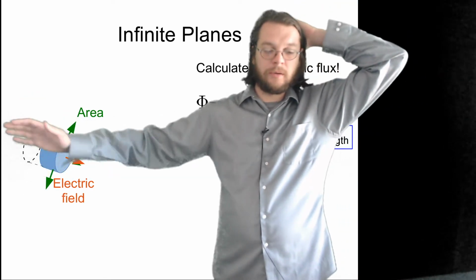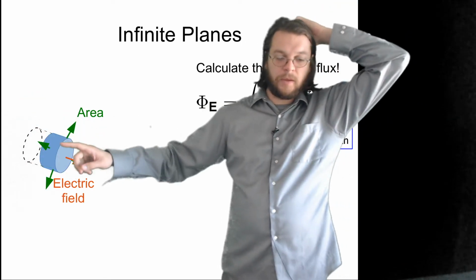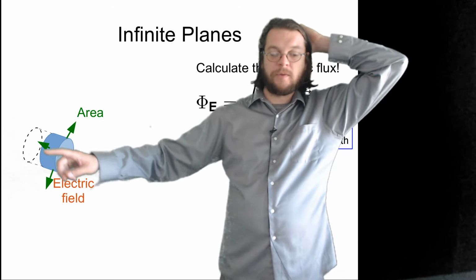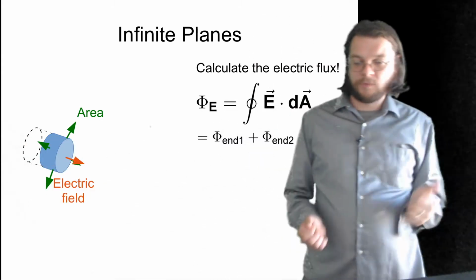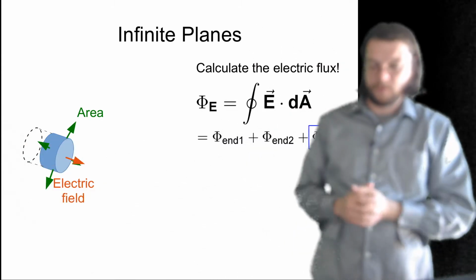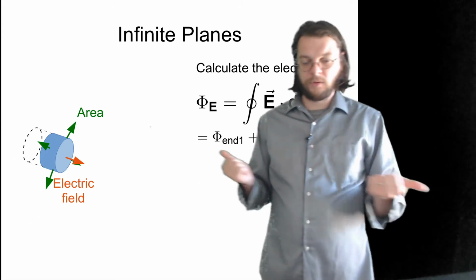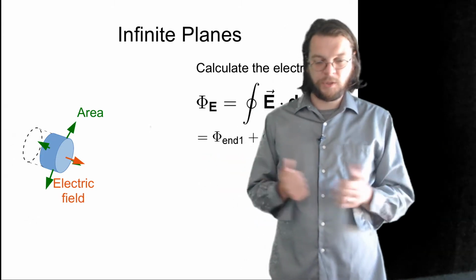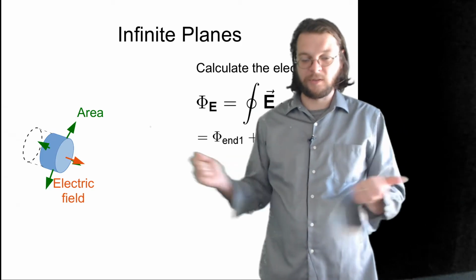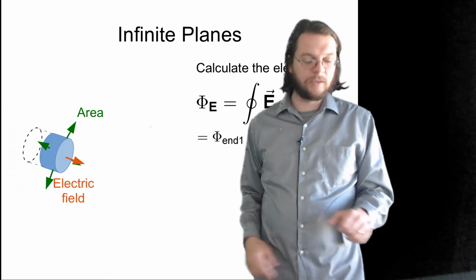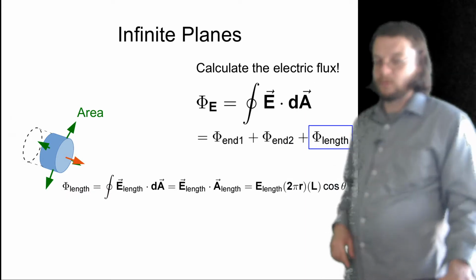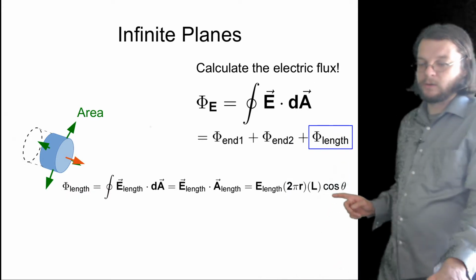So this is the thing in the middle, right? The area vectors are pointing perpendicularly away from that. But we know that the electric field is sort of doing this, right? Even though we don't know too much about the electric field, we do know it's doing this. And so the angle between these two things is going to be close to 90 degrees.